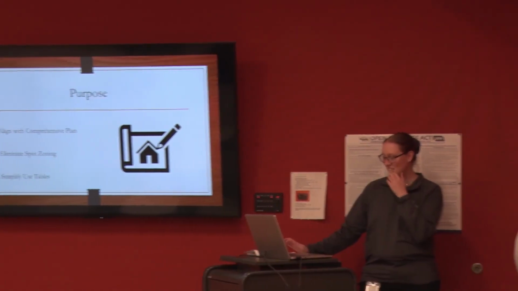There are multiple reasons why we're rewriting the code. The first one is to align with the comprehensive plan that was adopted in 2025. The major issue with that is our future land use map in the comprehensive plan. So we want to align our districts with that future land use map and the uses in that map.